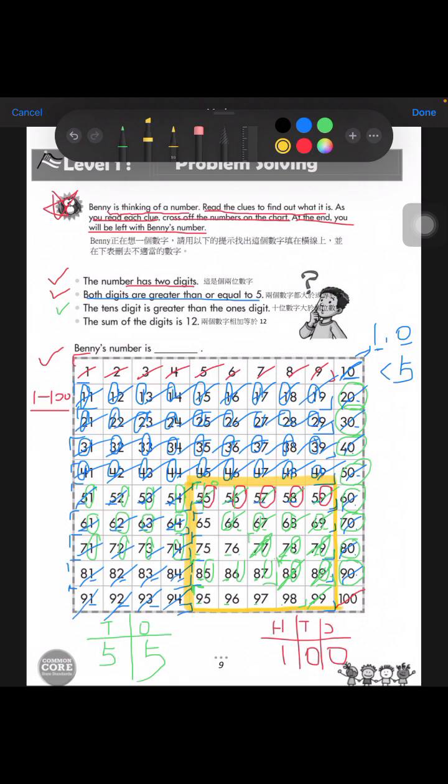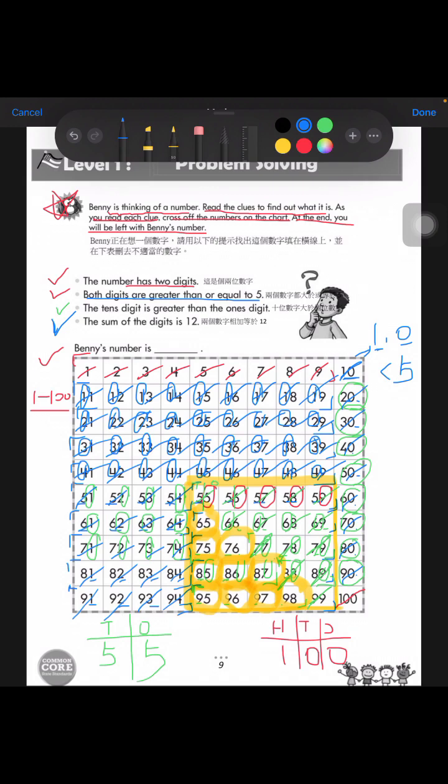According to the third clue, many numbers have been crossed out. Besides 65, 75, 76, 85, 86, 87, 95, 96, 97, and 98. Which number is Benny's number? Okay, let's look at the fourth clue to get the answer.